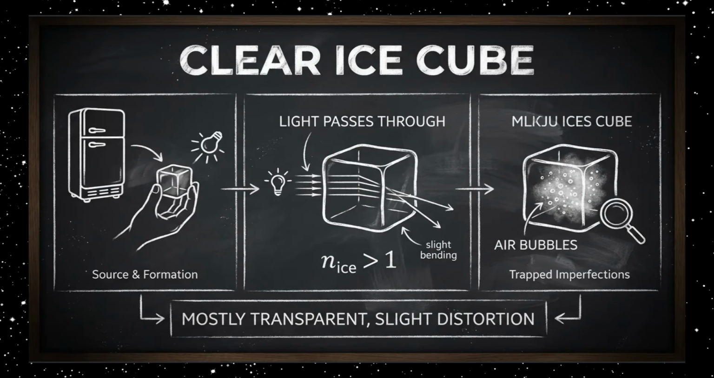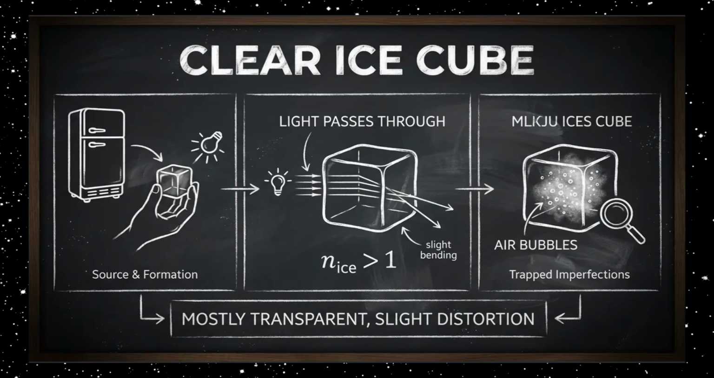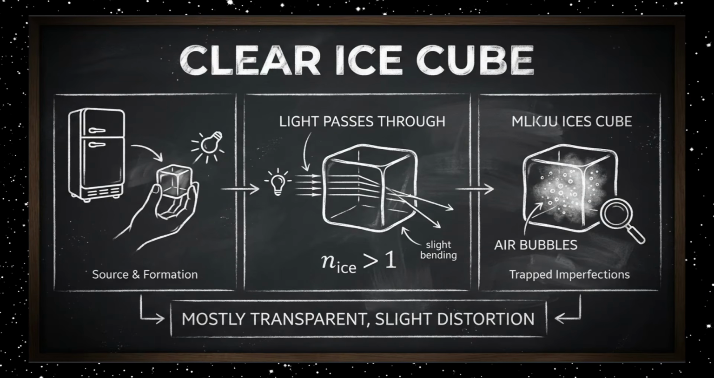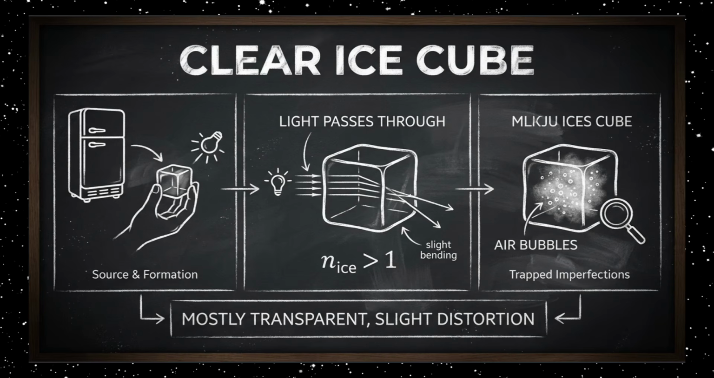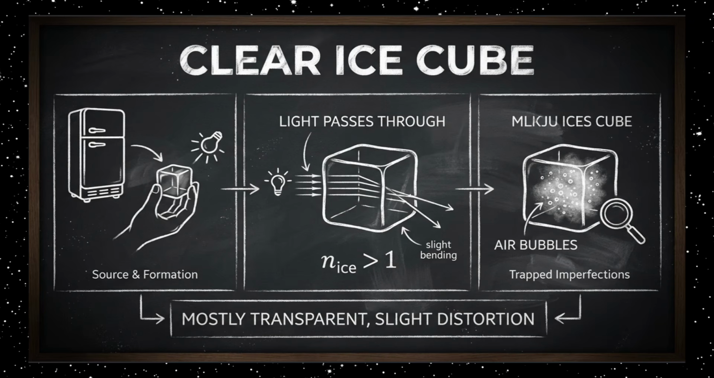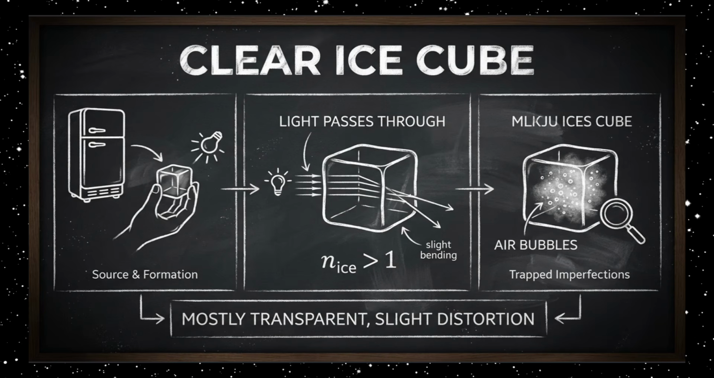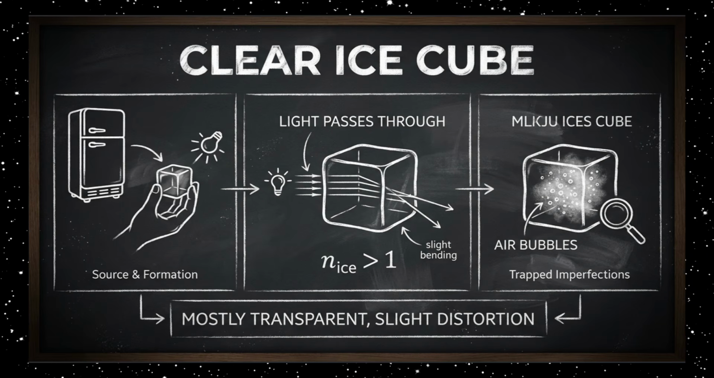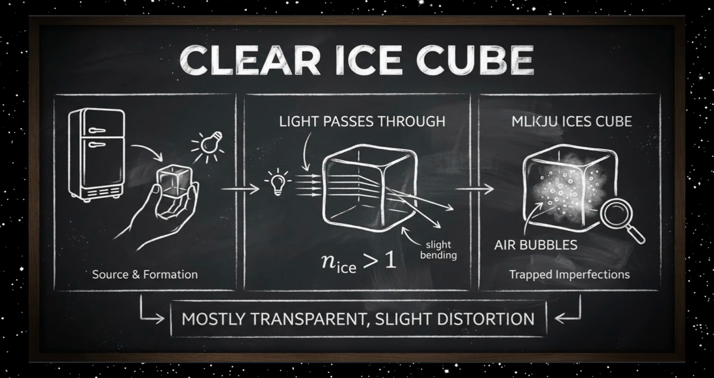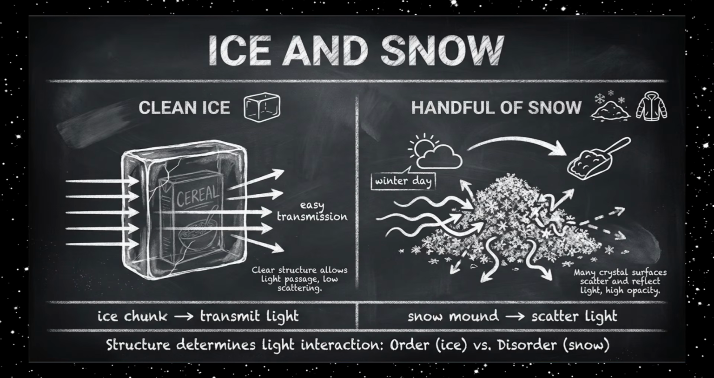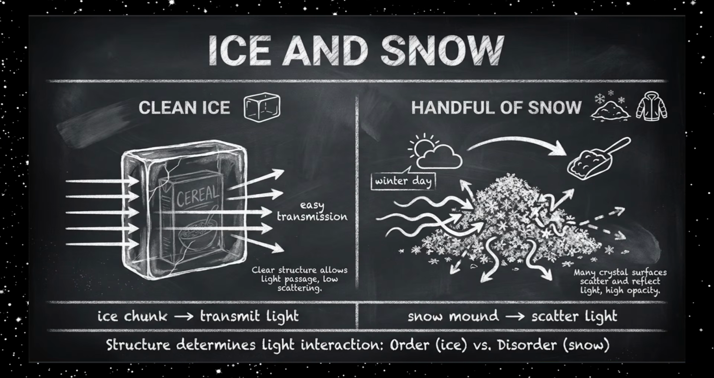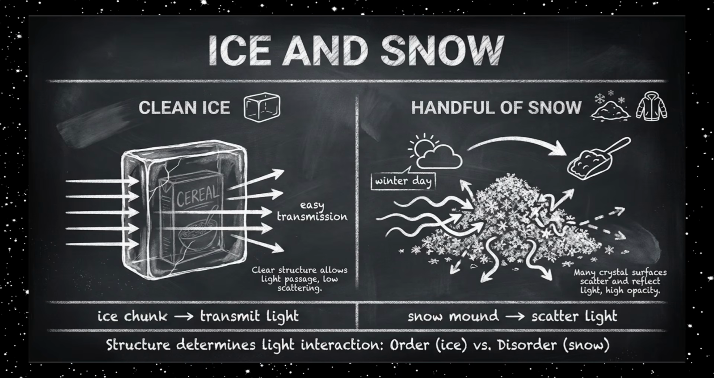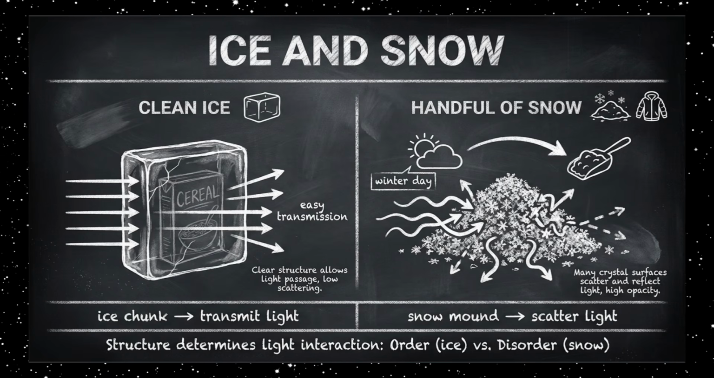Let me ask you something simple. Open your freezer, reach in there, and grab an ice cube. Hold it up to the light. What do you see? You see right through it. Maybe a little distortion, maybe a milky cloud in the middle where some bubbles got trapped, but mostly you can read the back of a cereal box through a clean chunk of ice. Light goes right in one side, comes right out the other, no problem.